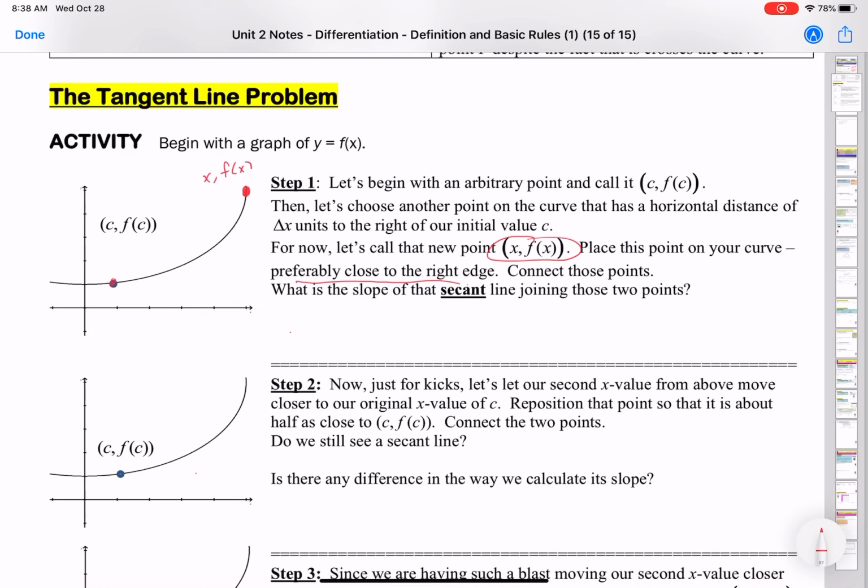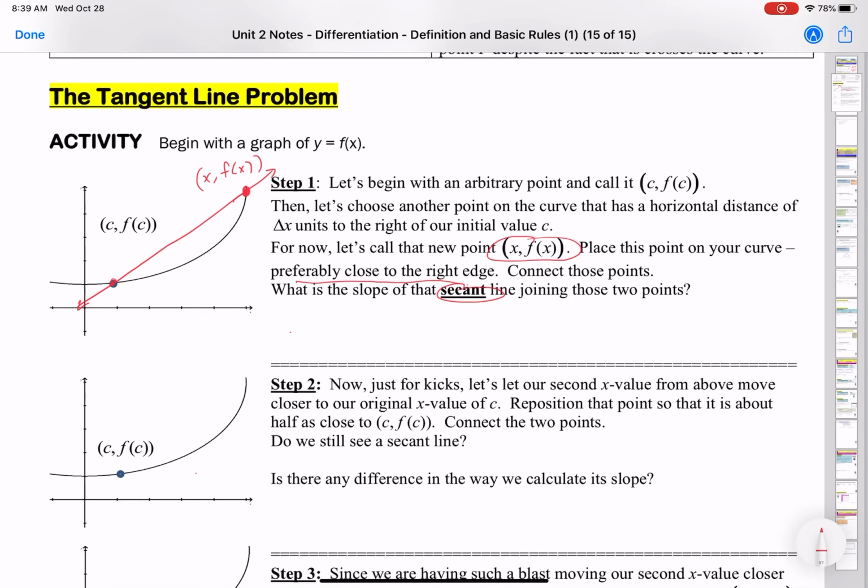Remember, f of x really just means y. So we're basically just calling this point x, y. Now connect these two points. So I'll connect those two points with a line. What we've just drawn is called a secant line. A secant line is a line that just connects two points on a curve.